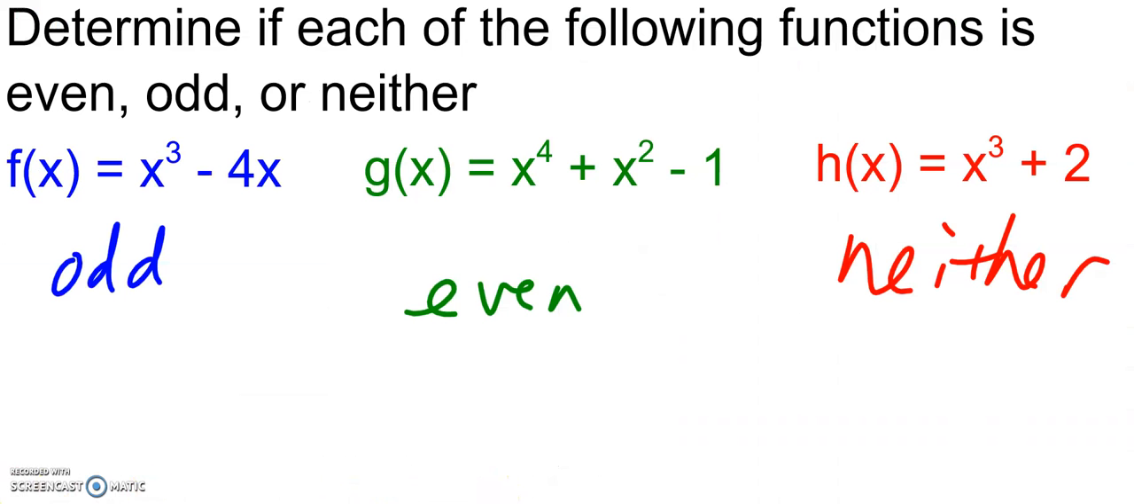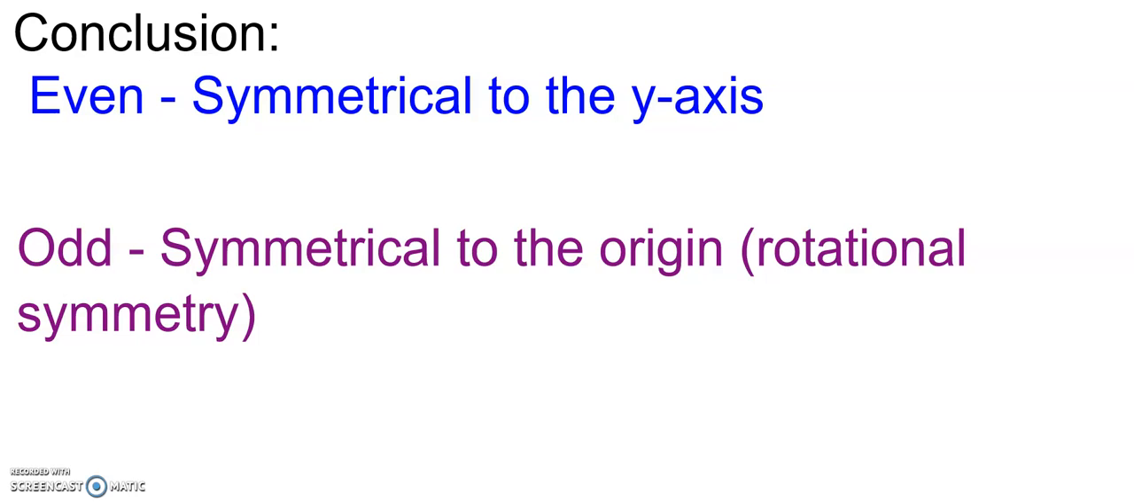Okay. So just summing that up, even functions are symmetrical about the y-axis, odd functions are symmetrical about the origin. We sometimes call that, or we can also call that rotational symmetry, but functions don't have to have either type of symmetry, so they do not have to be even nor odd. Nice work.